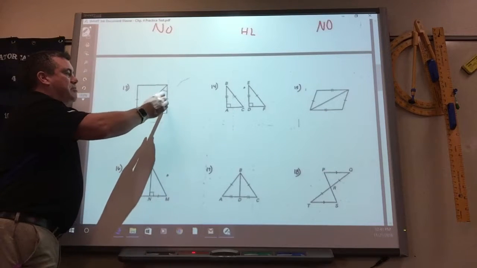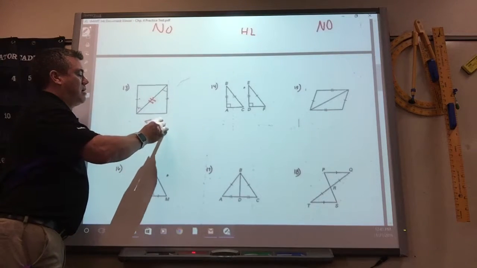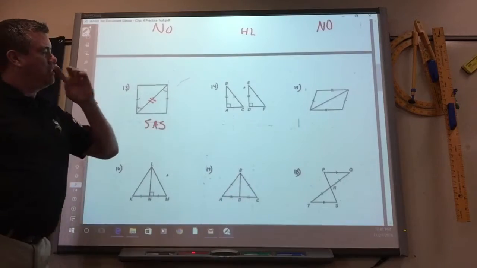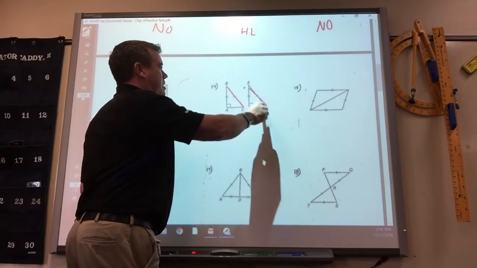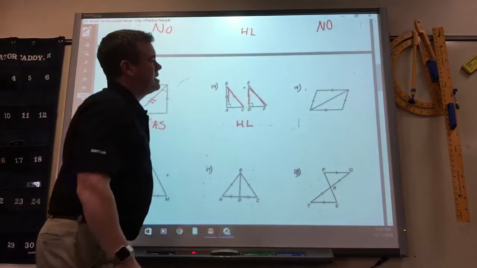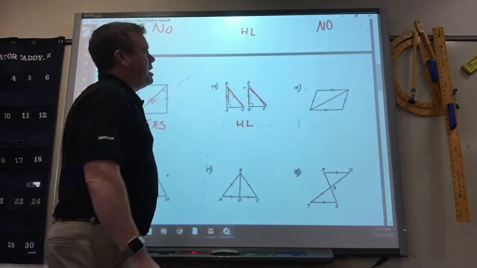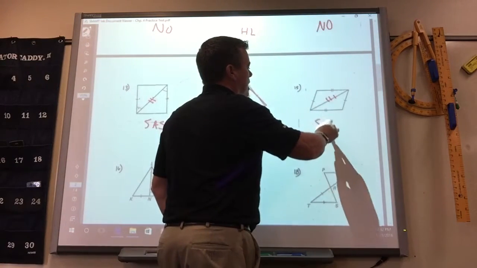Shared side, so that'd be side, angle, side, side, angle, side. Right triangle, so check HL. The hypotenuses are equal, and this leg is equal, so HL works. 15, just like the first one, it's a shared side there, SSS.